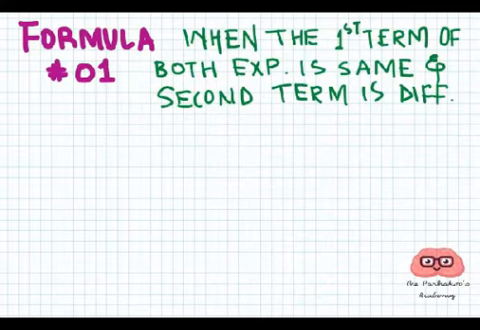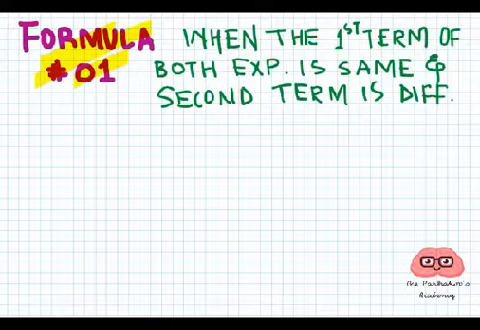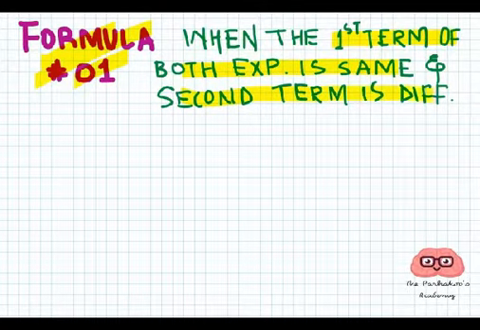This is the second video of the formula series. In the first video, I discussed all the formulae, and in this second video we are going to practice formula number 1 in a little more detail. The algebraic formula number 1 is valid for multiplication of such expressions in which the first term of both the expressions is the same and the second term of both the expressions is different. What does it mean? Let's see.